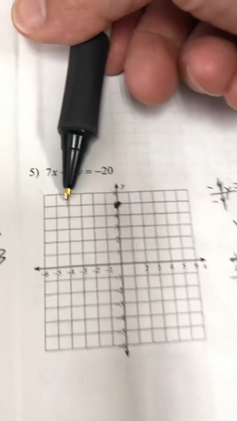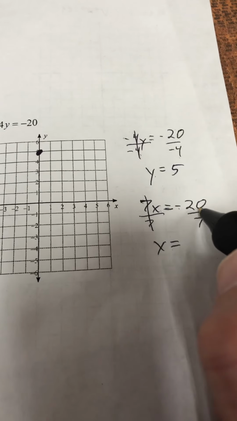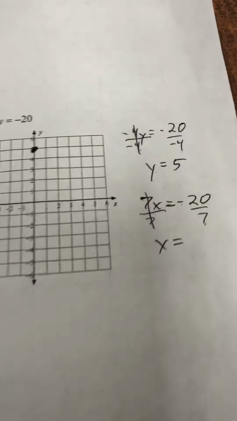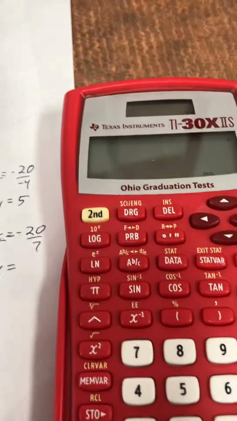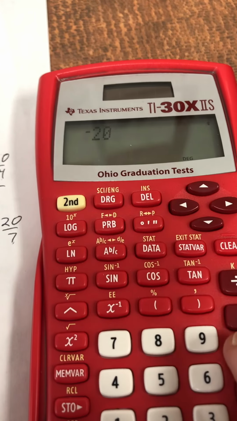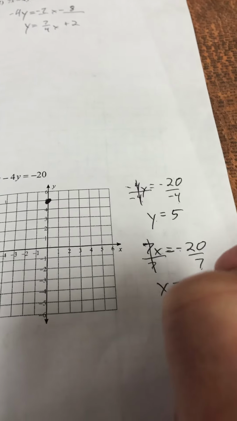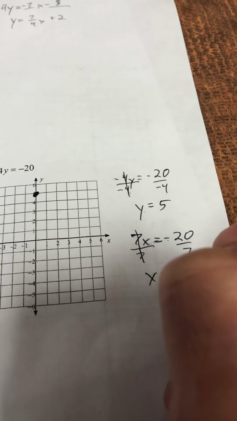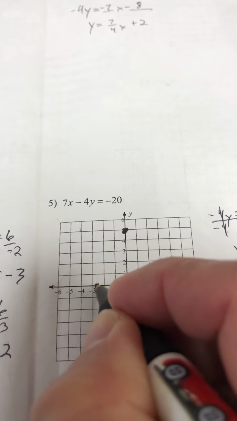If y is 0, I'm left with 7x equals negative 20. I divide negative 20 by 7 to get x by itself. This is going to give me a fraction. I think it's something like 2.8. So negative 20 divided by 7 gives me negative 2.8, or 2.9 actually, because it'll round up to negative 2.9. Negative 2.9 would be somewhere in here.